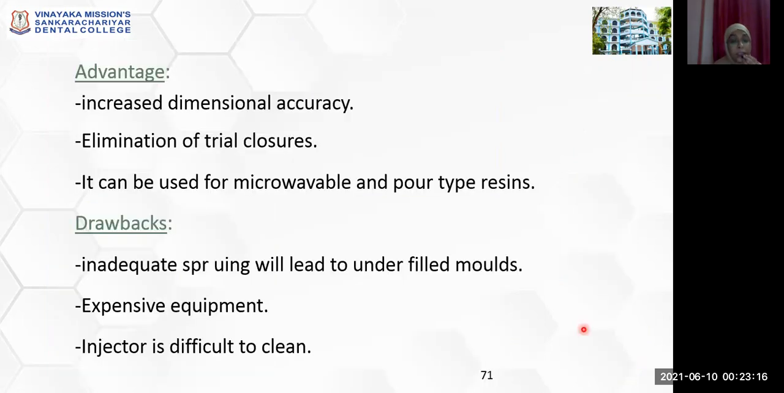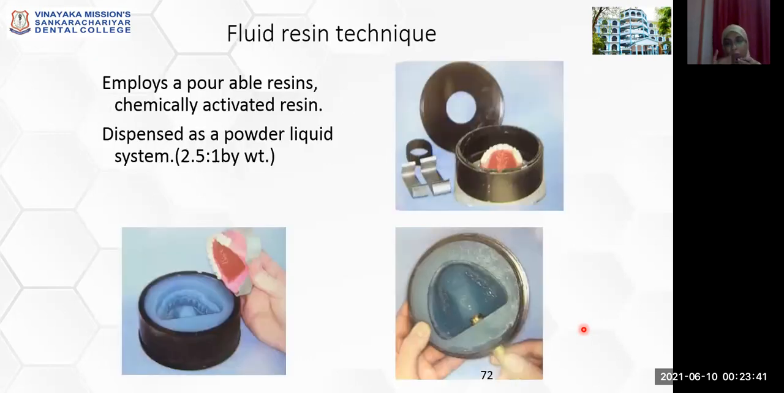The advantage is that the dimensional accuracy is good. There is no need for trial closure. You can use it for all pour type resins, and for microwavable resins. The main drawback is that you need specialized instruments, which are of course costly, and we have to make sure sufficient spruing is there, otherwise you will have technical errors. Then another technique we use is called the fluid resin technique.